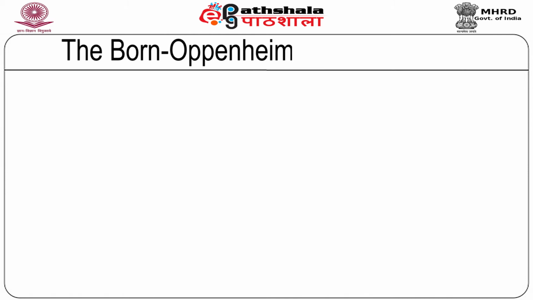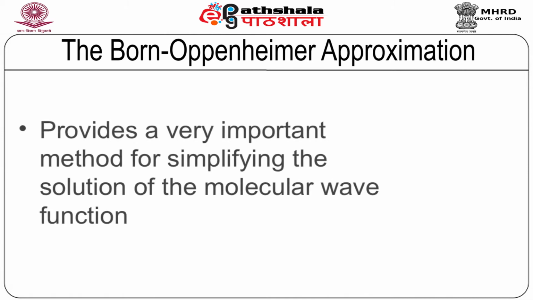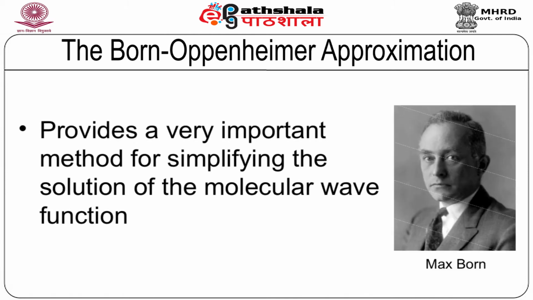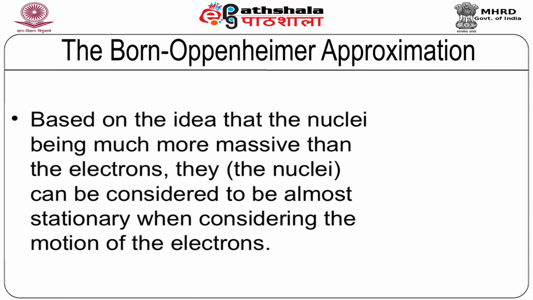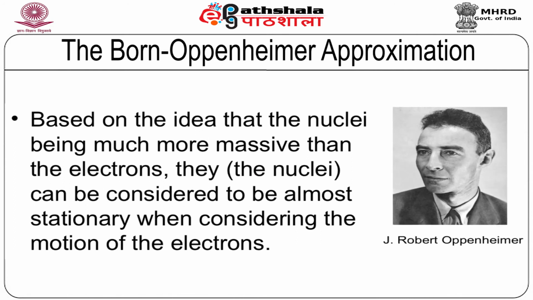The Born-Oppenheimer approximation provides a very important method for simplifying the solution of the molecular wave function. Based on the idea that the nuclei are much more massive than the electrons, the nuclei can be considered to be almost stationary when considering the motion of the electrons.